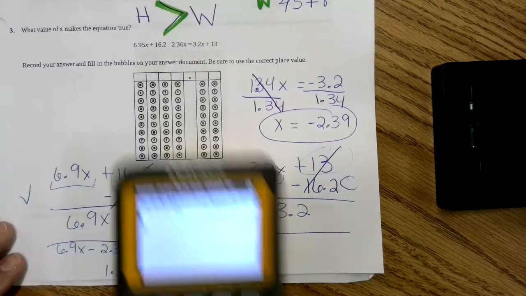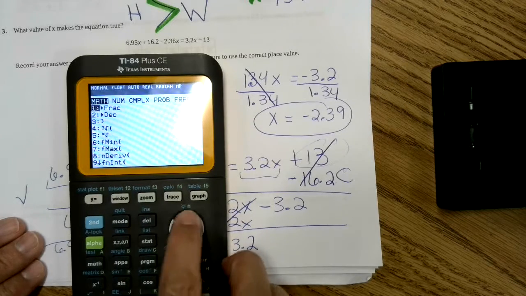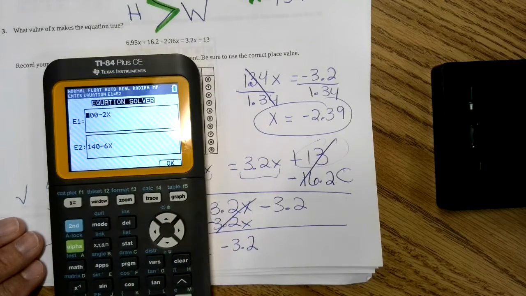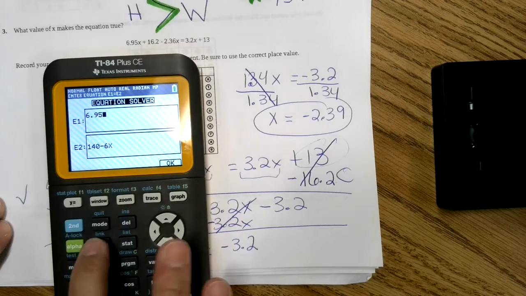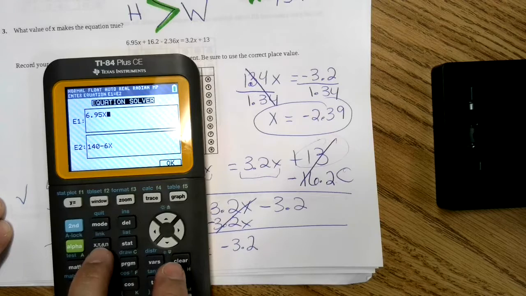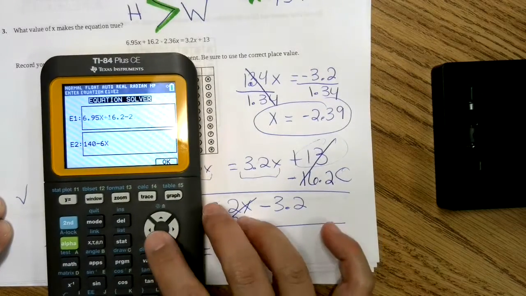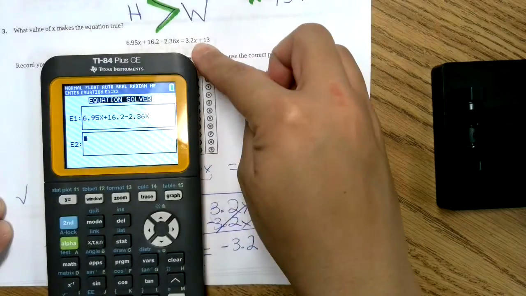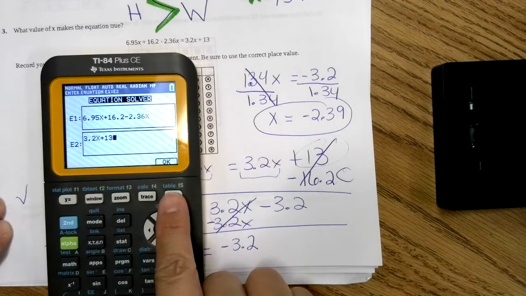And here's how you check your work. So math, up, numeric solver, enter, clear. Let's type that in. 6.95x, the x button's here, plus 16.2 minus 2.36x. It should look just like that side, expression 1. And then I'm going to come down, press clear. 3.2x plus 13 is the other side. Don't hit enter, but hit graph, graph.